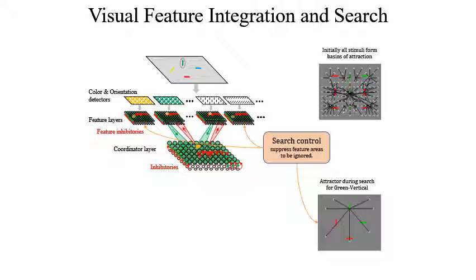All stimuli are potential attractors for attention. The network can search for stimuli with specified features if the irrelevant feature layers are inhibited, and the attractor structure then becomes focused.